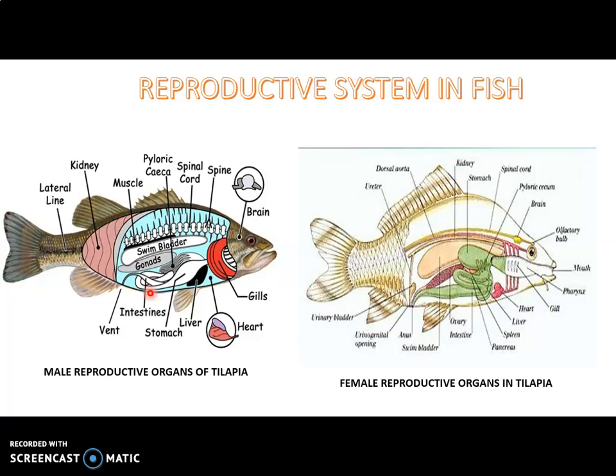Now, in the male fish, we can see that the male fish plays a very vital role. Although it occurs only in a few fishes that you see the male fish playing the role of parental care, because in fishes, parental care is not common. So they lack parental care. Immediately their eggs are laid, there is no parental care.